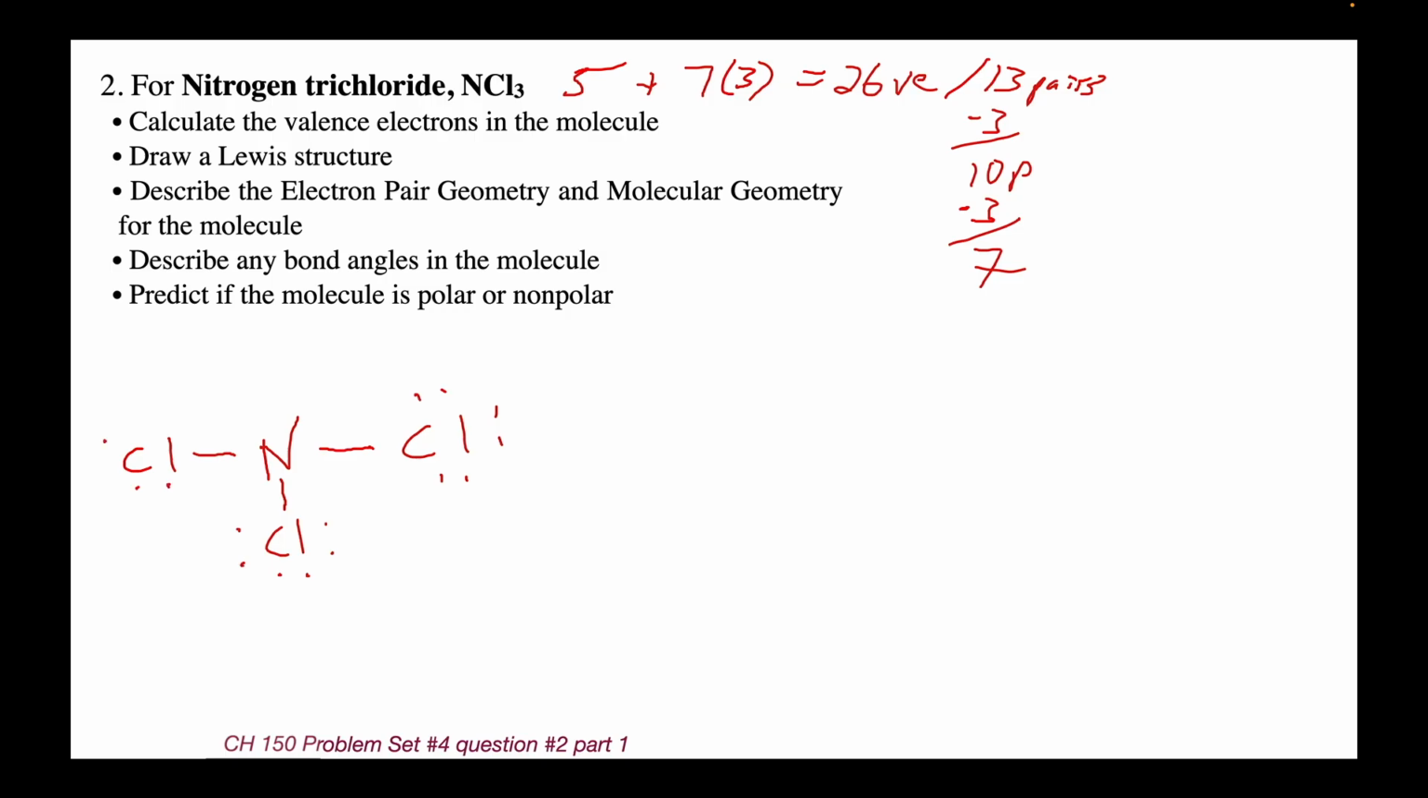So my remaining pairs, I'm going to give this chlorine an octet, which is 3 more pairs. I'm going to give the final chlorine an octet. And you can see now that I've used 6 more pairs. I have 1 pair of electrons left. And if there are any left over, they go on the central atom. You don't have to circle it like I did, but I often do as the instructor just to make sure it's more obvious.